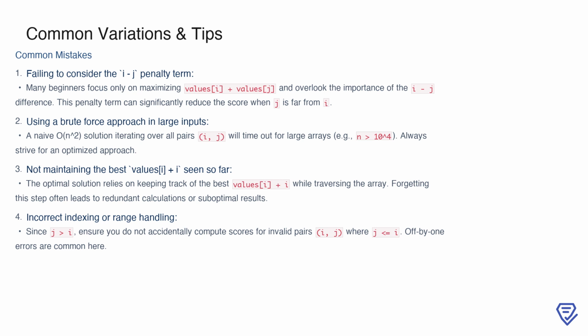Additionally, the optimal approach hinges on maintaining the best values[i] encountered so far as you traverse the array. Forgetting this critical step can lead to redundant calculations or suboptimal results. Lastly, it's easy to make indexing errors, especially since j must always be greater than i. Be careful to avoid computing scores for invalid pairs where j is less than or equal to i, as these off-by-one errors are common but preventable with attention to detail.